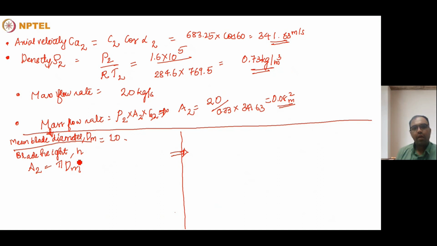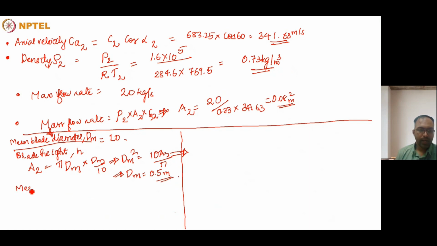For the axial mass flow rate, you can write it to be pi into diameter at the mean point multiplied by height. So height can be written as dm by 10. So we'll get dm squared is equal to 10a2 divided by pi. Therefore, dm is equal to root of 10 into 0.08 divided by pi. So we'll be getting it around 0.5 meters.